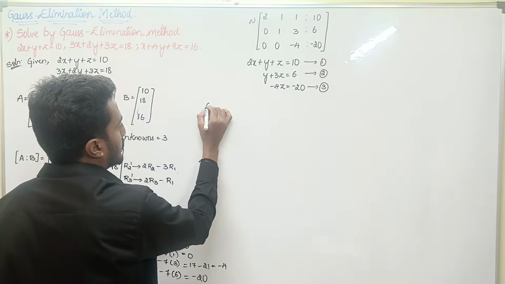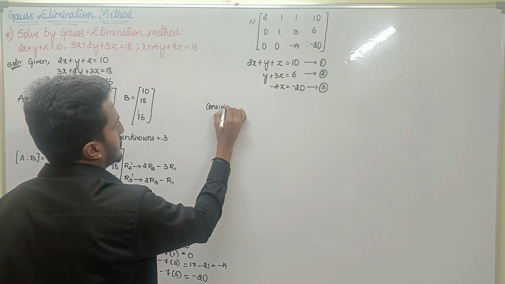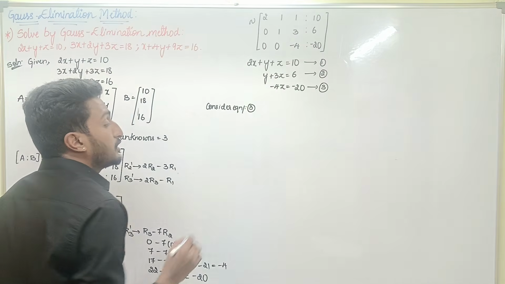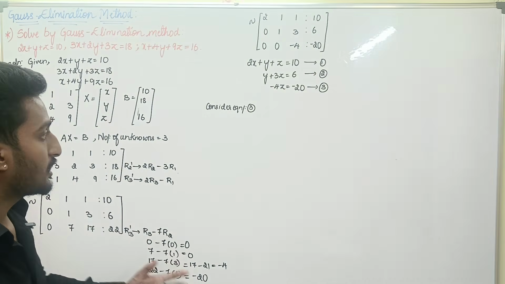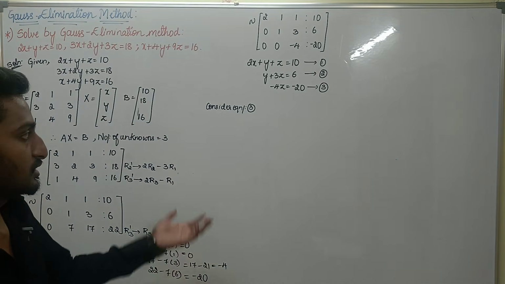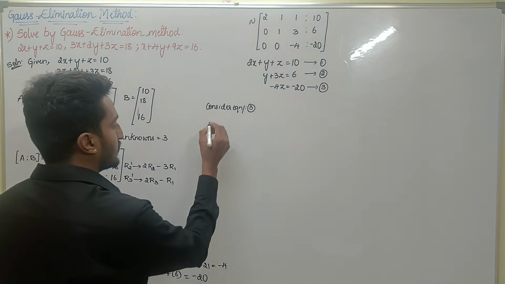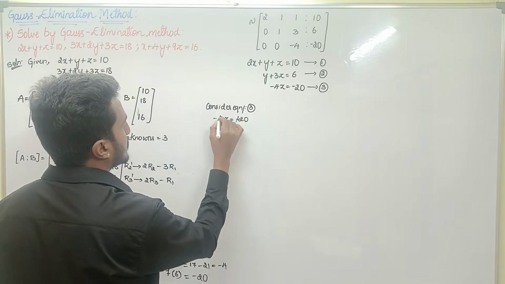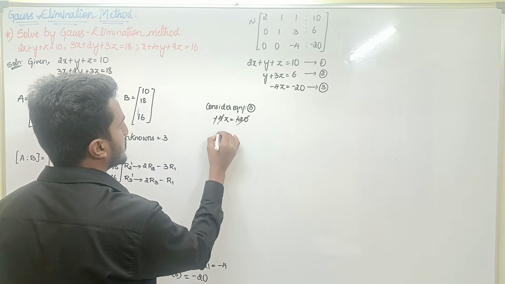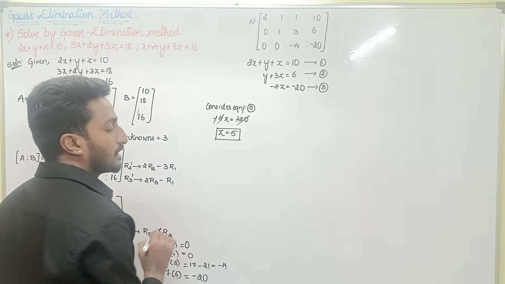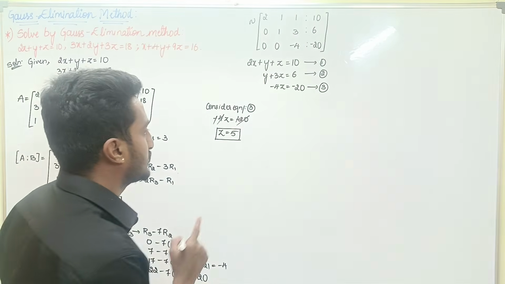Now consider equation number 3. We need to find the number of unknowns. What are our unknowns? That is x, y, z. We need to find the unknowns. Considering equation 3, that is minus 4z equal to minus 20. Minus minus get cancelled. 4 fives are 20. What is the value of z? z equal to 5. We have got the first unknown, that is z.